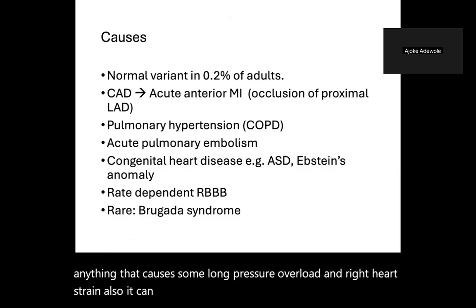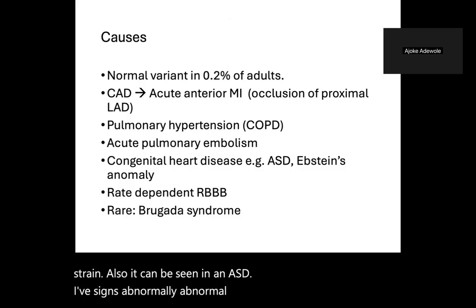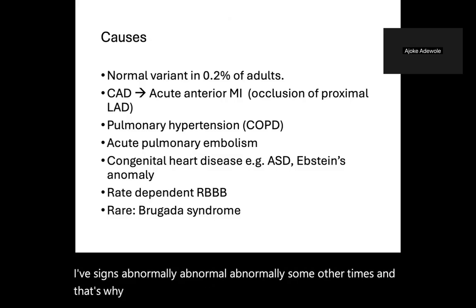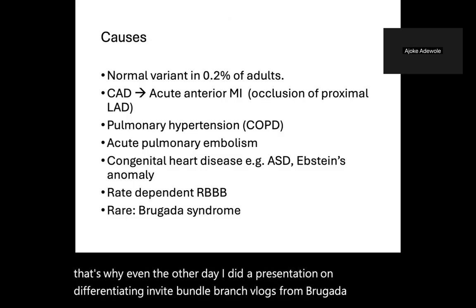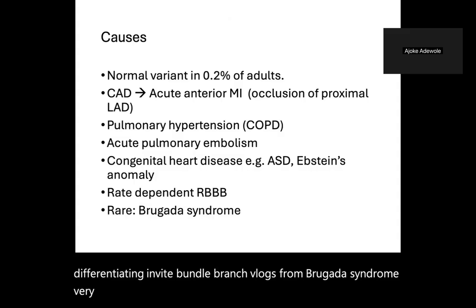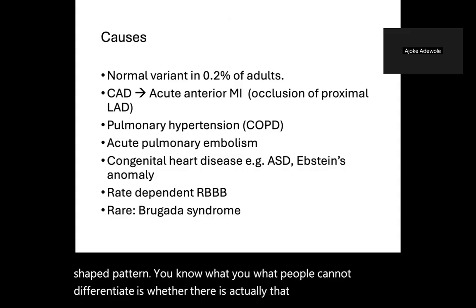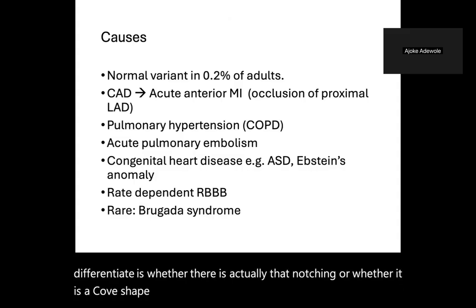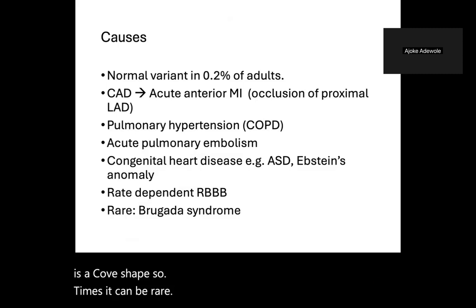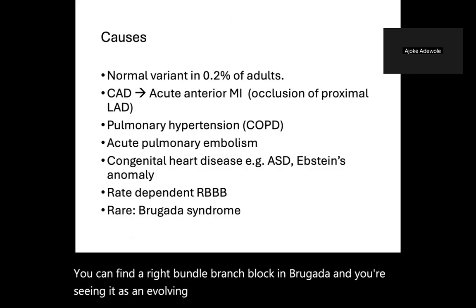Also, it can be seen in ASD or Ebstein's anomaly. Some other times, and that's why even the other day I did a presentation on differentiating a wide bundle branch block from Brugada syndrome. Very rarely, your Brugada sailboat shaped pattern or shark fin shaped pattern, what people cannot differentiate is whether there is actually that notching or whether it is a coved shape. So sometimes it can be rare. You can find a wide bundle branch block in Brugada, and you're seeing it as an evolving Brugada, right?